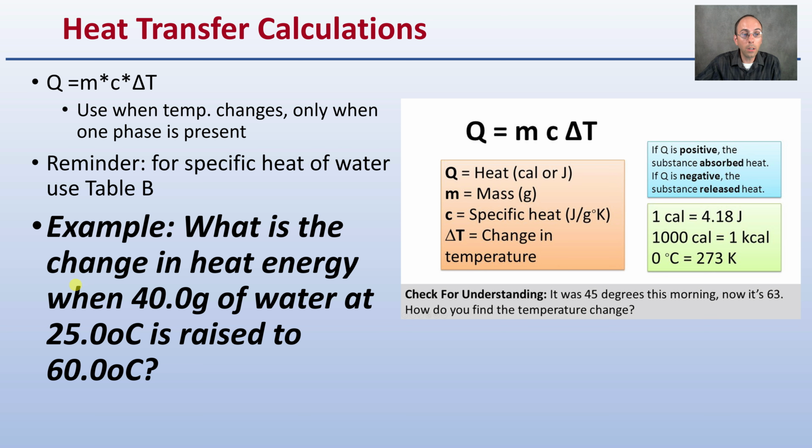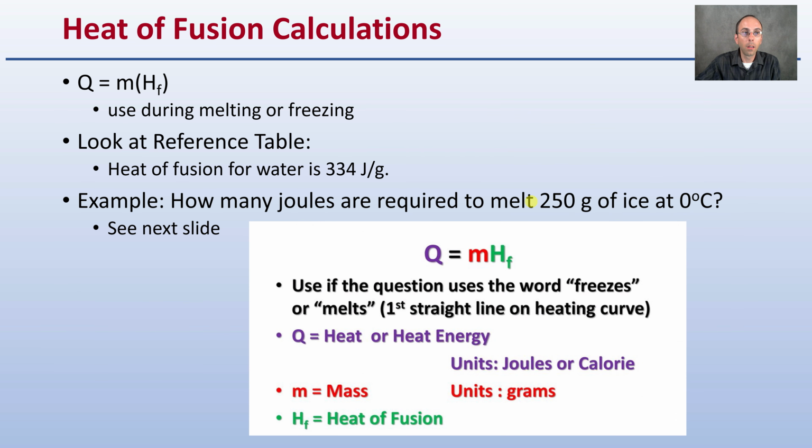Example, so what is the change in heat energy when 40 grams of water at 25.0 degrees Celsius is raised to 60.0 degrees Celsius? So again, we're looking at our heat, our mass, our specific heat, and our change in temperature. Now we've got our temperature change here. The specific heat is given to you on that reference table. We've got our mass provided, so we're simply calculating for Q in this case.